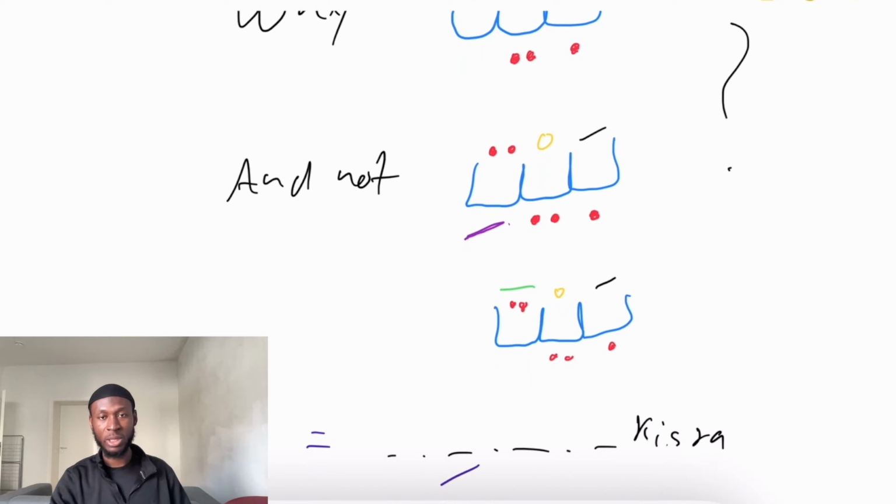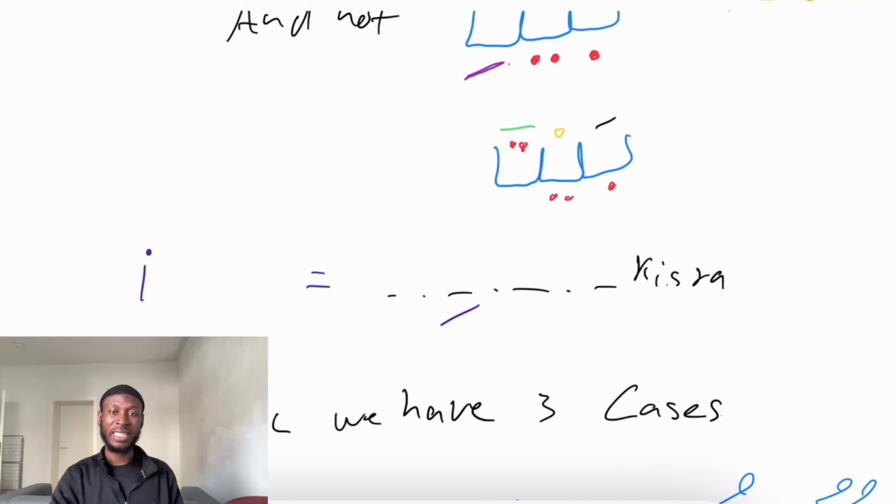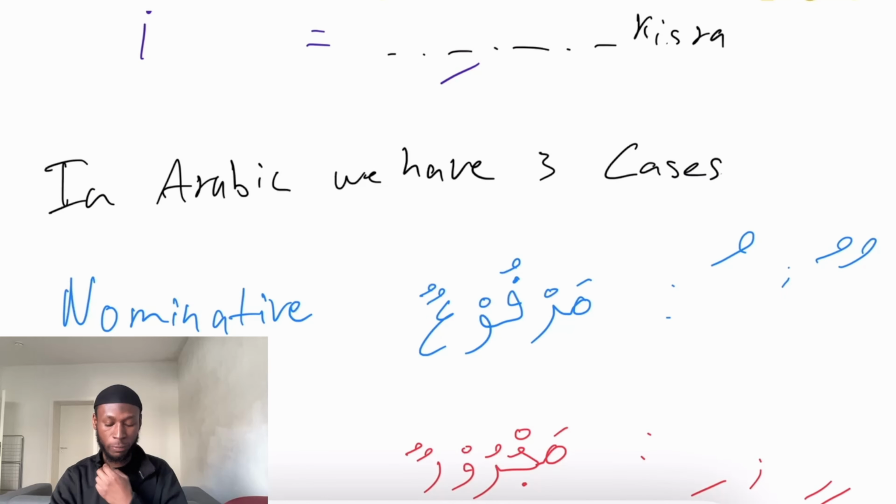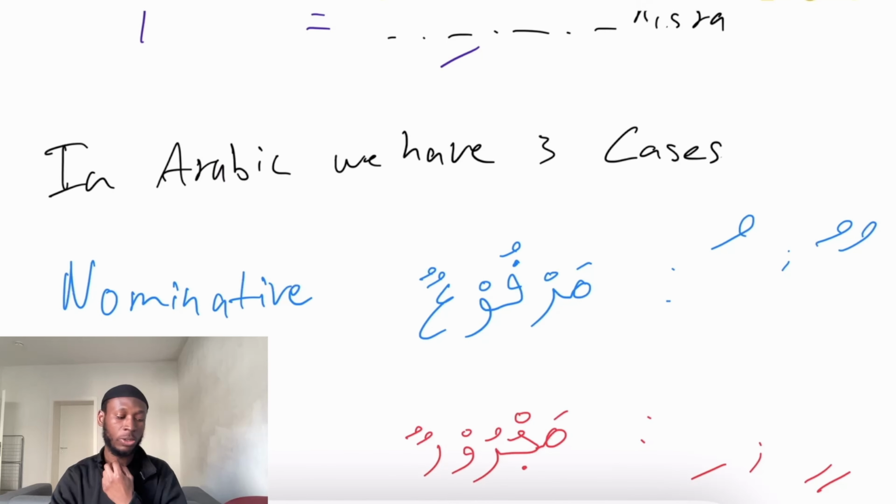So in Arabic, we have 3 cases. First of all, that is called marfu, the nominative case. So the marfu is the normal disposition of the noun. The noun in its normal disposition, you will find it in the marfu case. So for example, baytu, okay? When the noun is alone, its normal disposition is baytu.